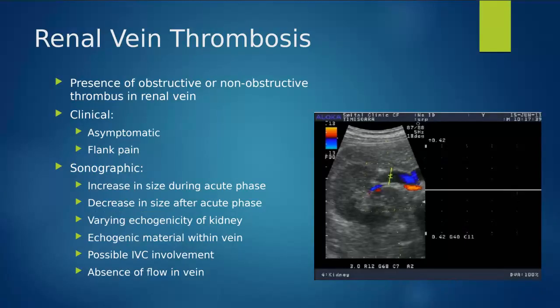And lastly, congratulations, you officially made it through, is renal vein thrombosis. So we have a blood clot in that renal vein that is draining that kidney. Clinically, the patient could be asymptomatic, but they could have some flank pain. We want to make sure we follow that renal vein to the IVC and that we follow that IVC back up to the heart as much as we can. On ultrasound, we're going to again see an increase in that kidney size during that acute phase, and then after that acute phase, it's going to be a little bit smaller. We're going to have variable echogenicity, and of course, we're going to see absence of blood flow in that vein.